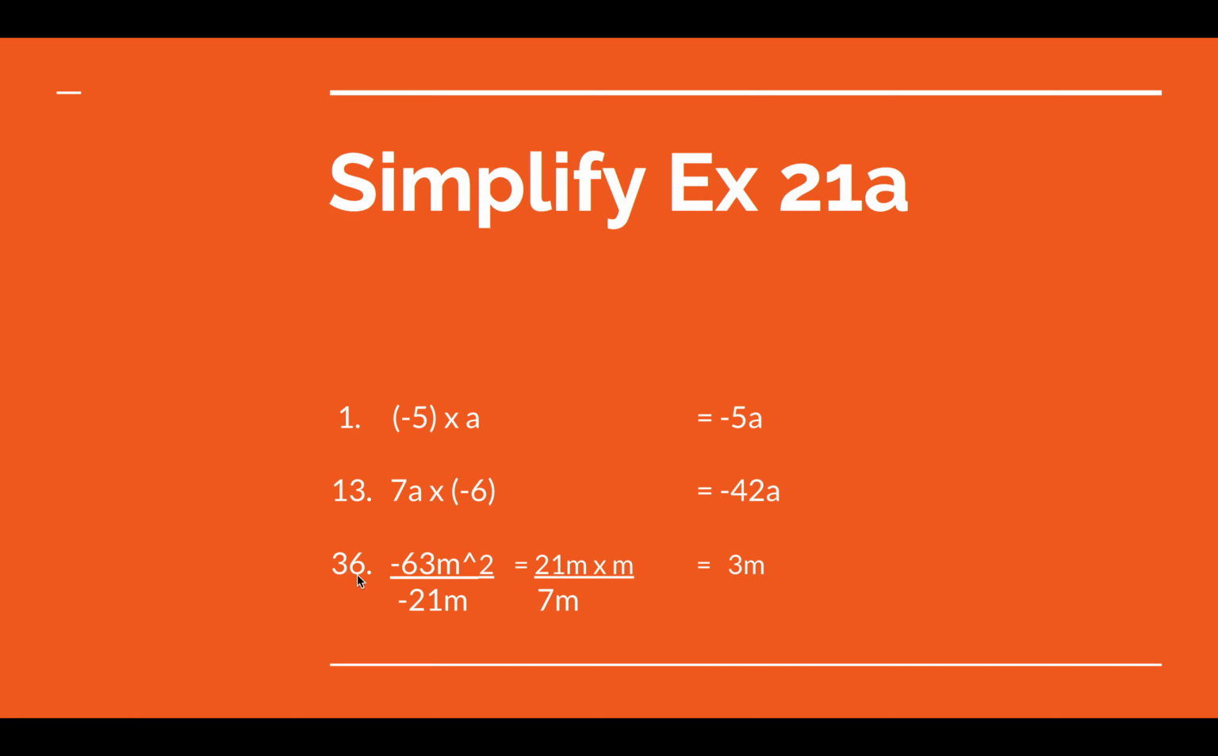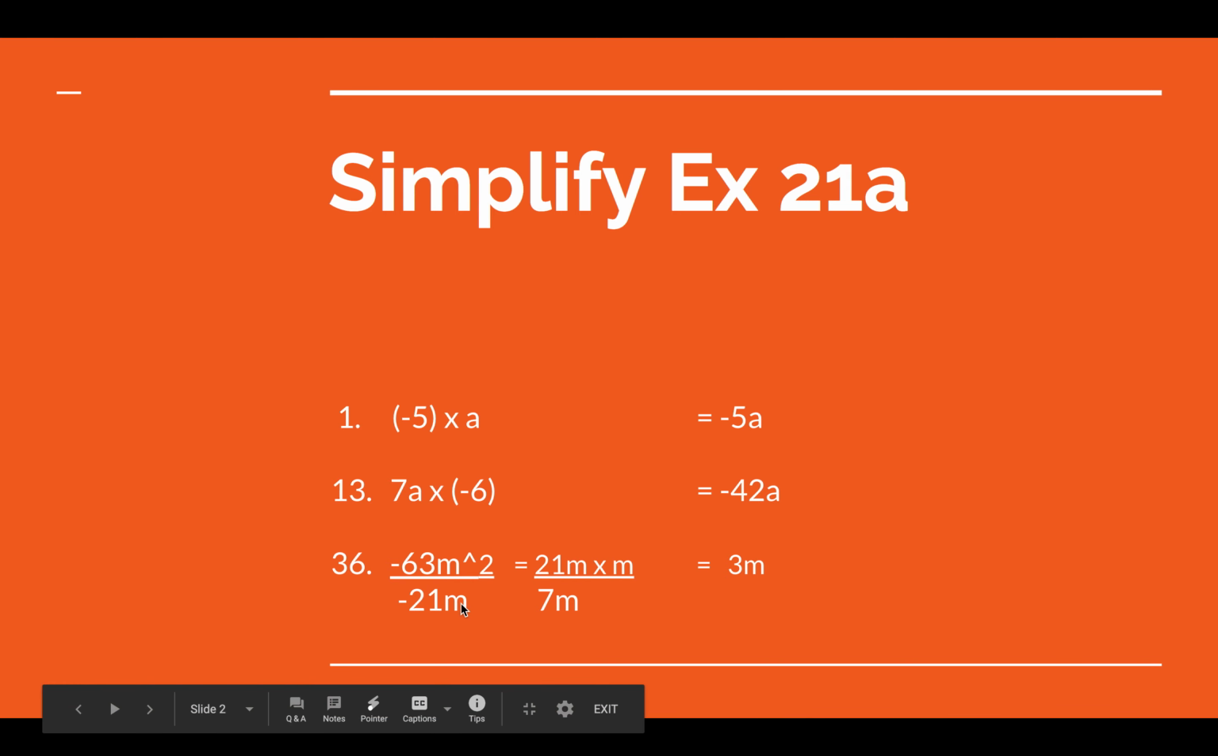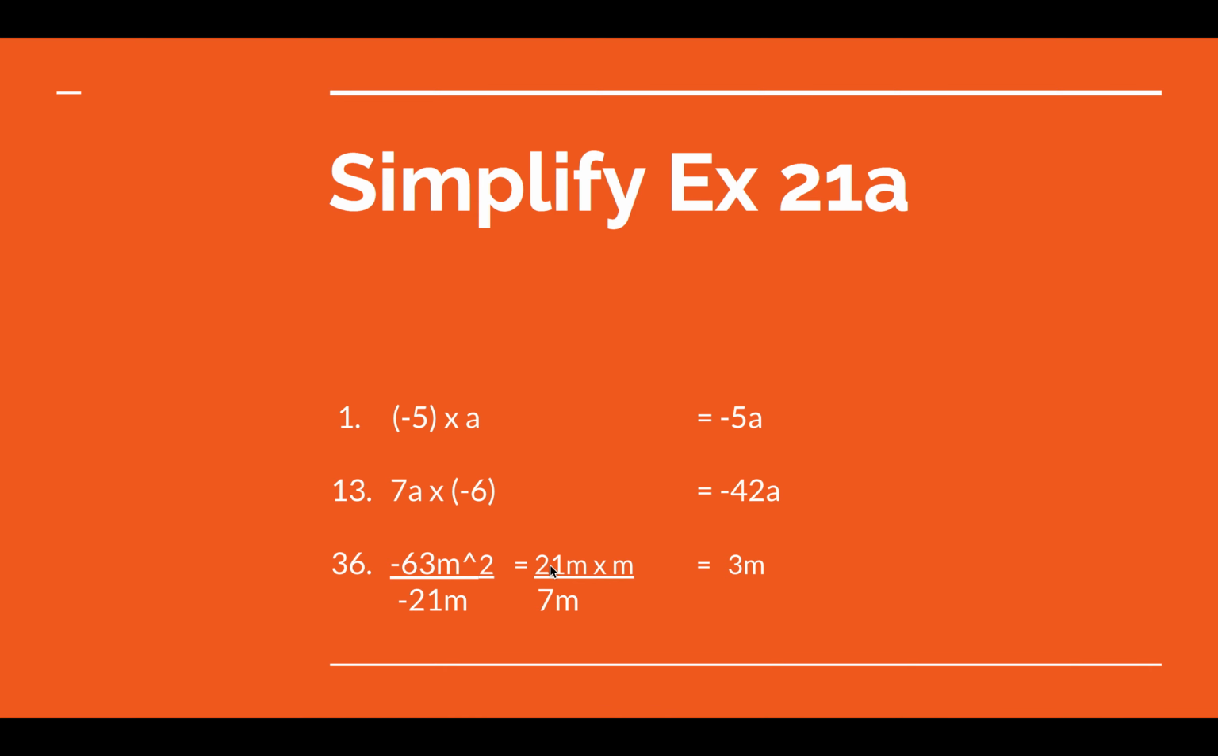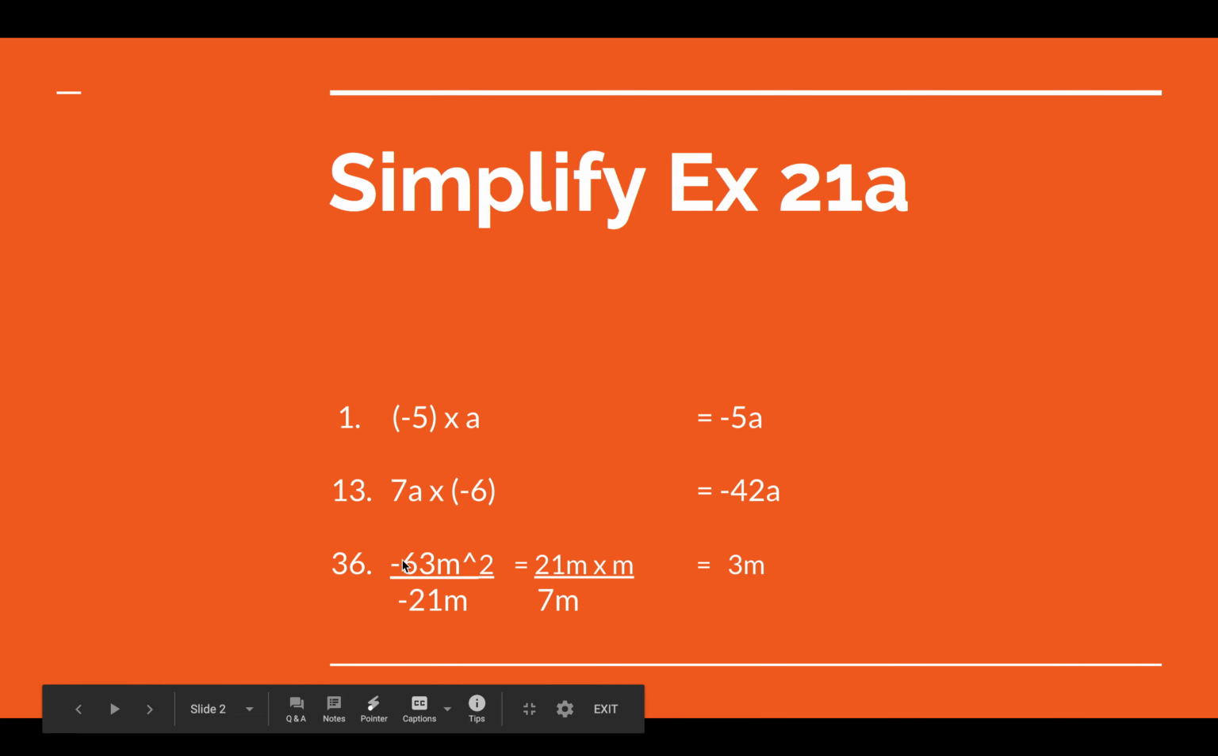For our last example, example number 36, you can see we have minus 63 m squared divided by minus 21 m. We know that we can divide 21 into 63. I put stages or steps to doing this. Maybe you do not know that 21 into 63 is 3. I know that 21 into 63 is 3. However, you might not know that, so you use a smaller number. Let's say 3 might be able to divide both 63 and 21.